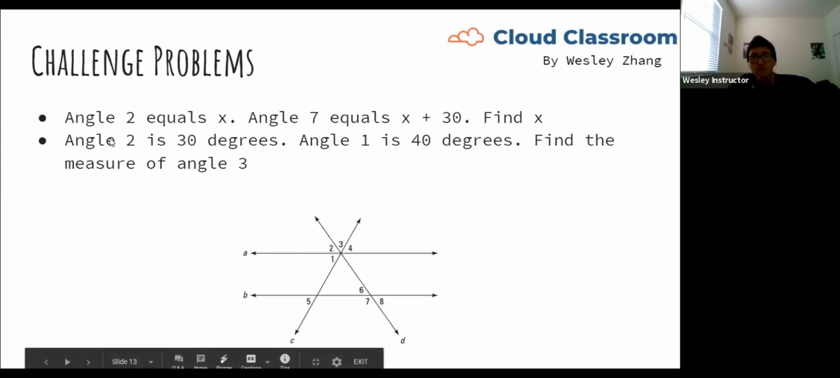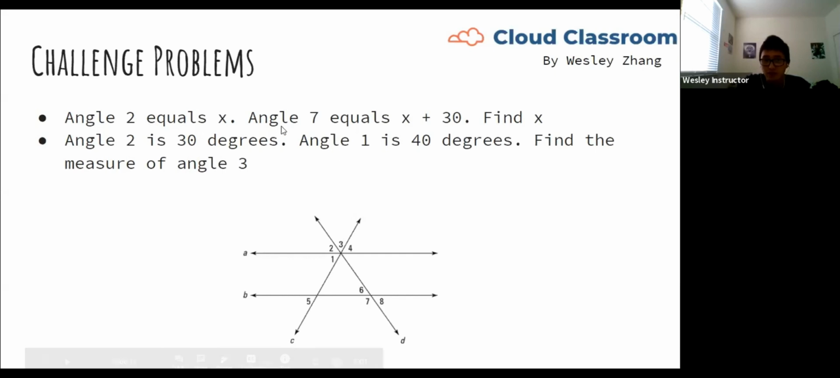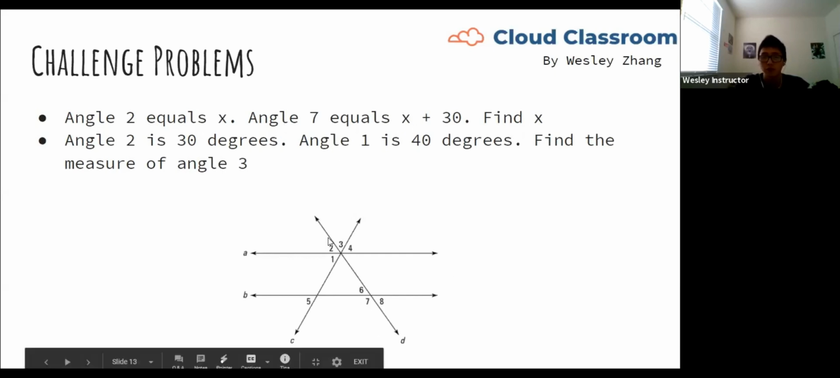Okay, I'll go over the answers. All right, so the first one: angle 2 equals X, angle 7 equals X plus 30, find X. So we know already that angle 2 and angle 8 are congruent. So angle 8 is also X, and angle 7 is X plus 30. So we combine X and X plus 30, and we set that equal to 180, because this is a straight angle, it is a straight line.